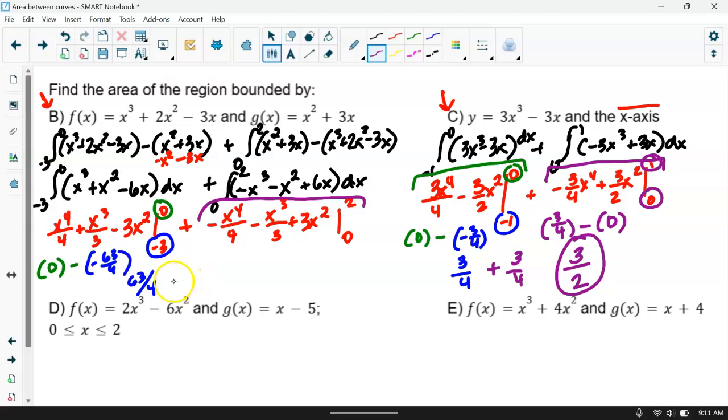You should get 16 thirds. So then here, add them together, you get 253 over 12. I'm just going to leave it as our fraction.